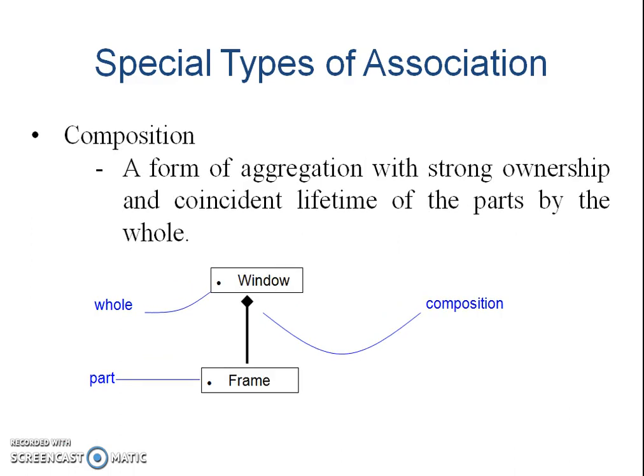Next is composition. Composition is the strongest ownership, or the strongest form of association, where the part class cannot exist without the whole. For example, if I destroy the object or the class window, then the frame will be automatically destroyed. So window contains frame, and the whole class is window and the part class is the frame class. It means they are representing the strongest ownership between the classes.